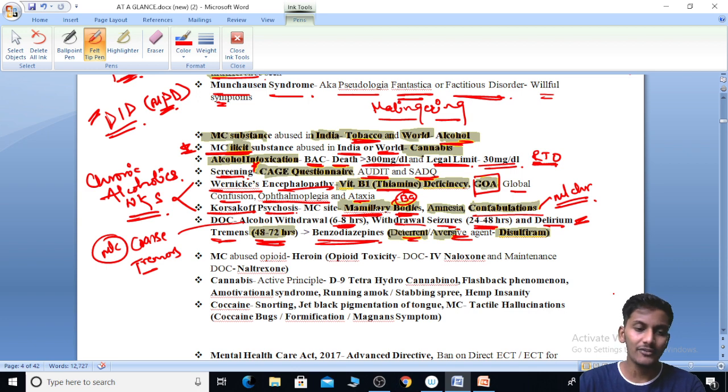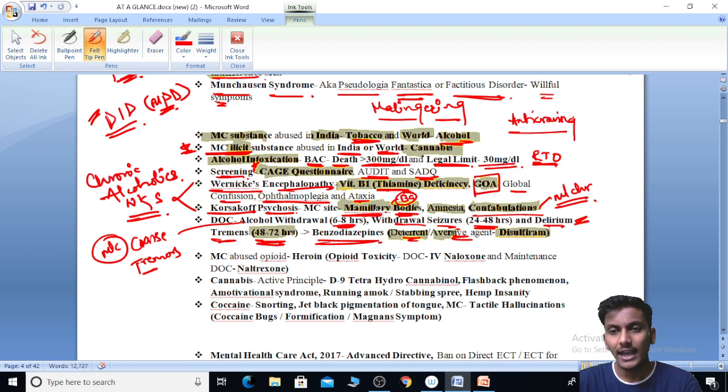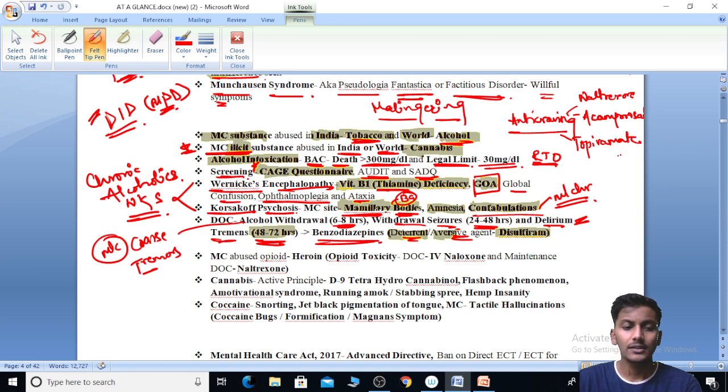There are also some drugs which avoid craving of alcohol, and these are known as anti-craving agents. These anti-craving agents are drugs like naltrexone, yaad rakhna, acamprosate, and topiramate. These are the three important drugs that you need to remember at least.